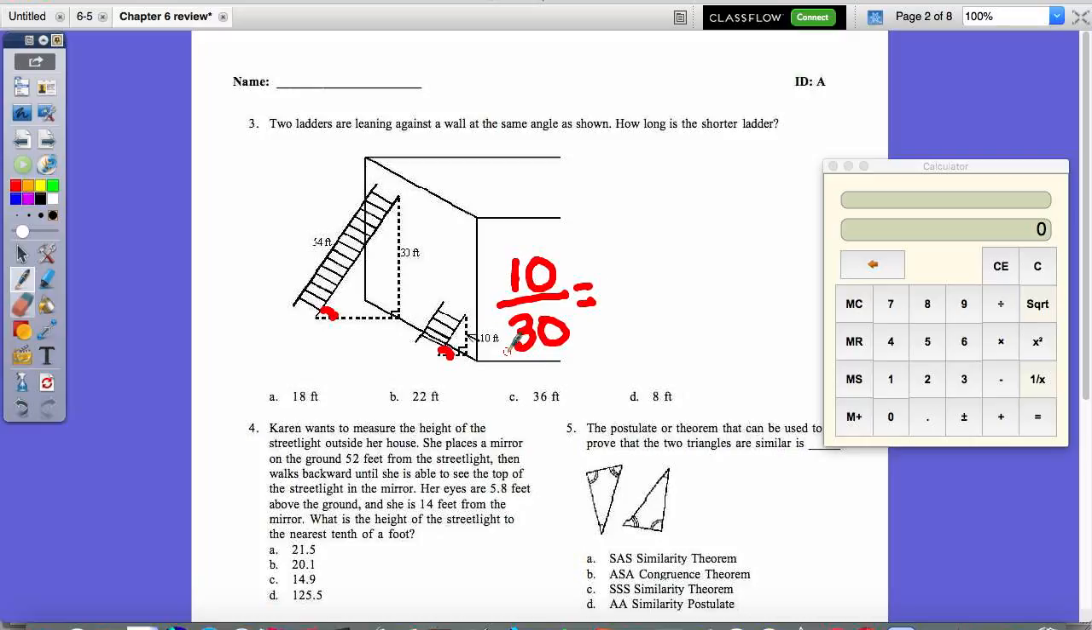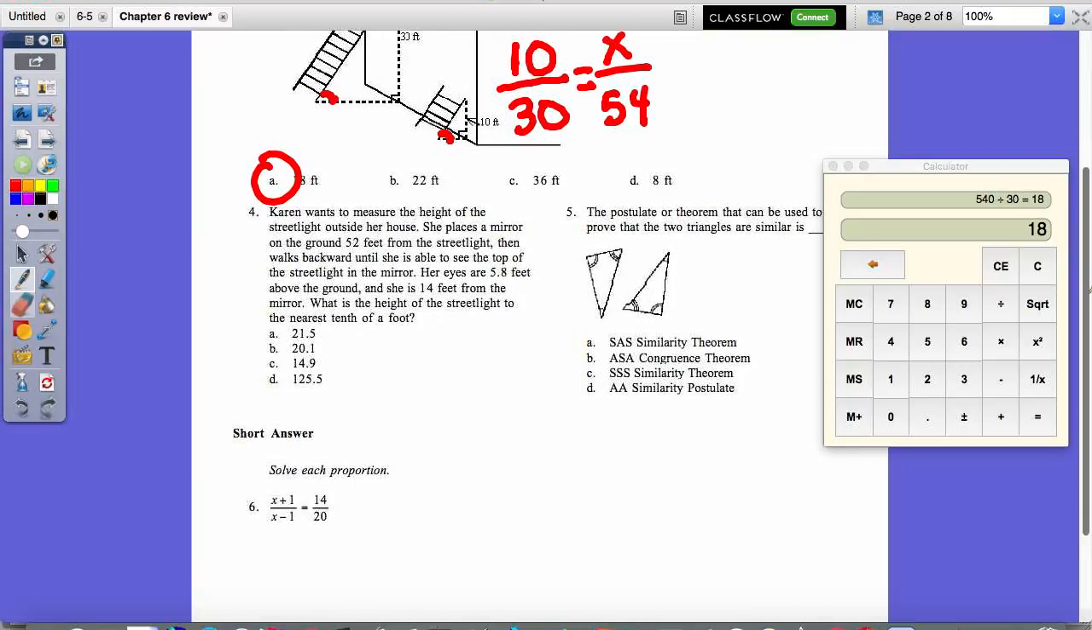So 10 over 30 is going to be proportional to x over 54. So 30x equals 540. 540 divided by 30, you can probably do this one in your head, is 18. So number 3 is 18.